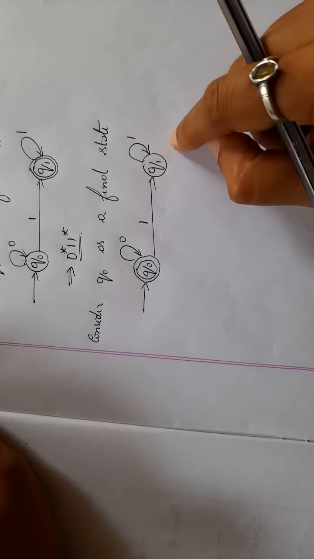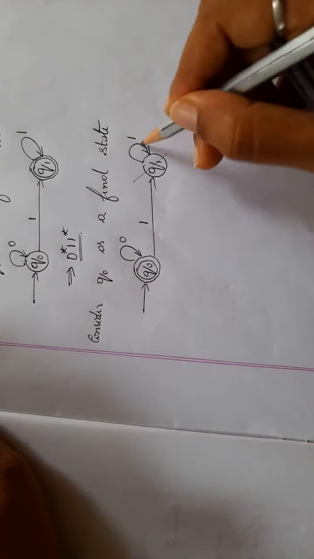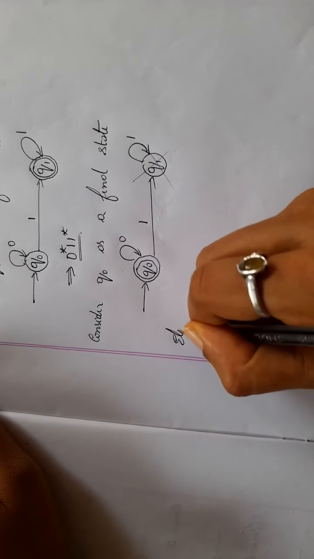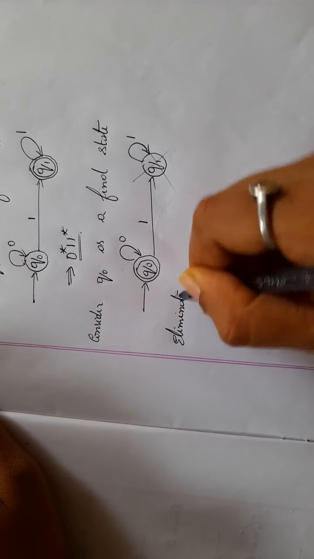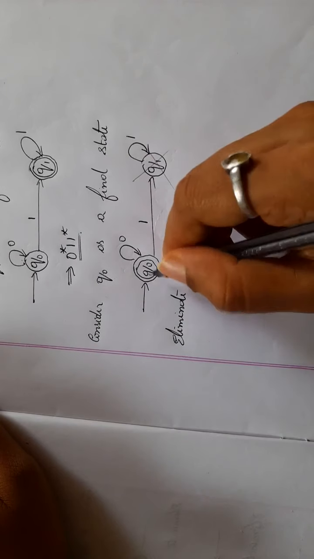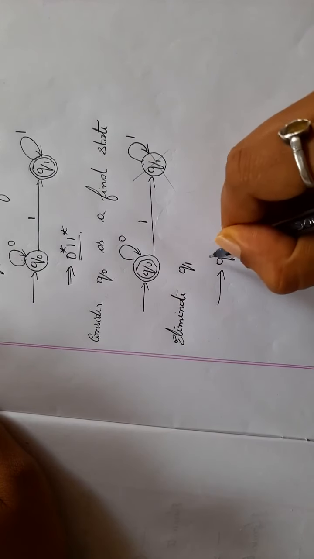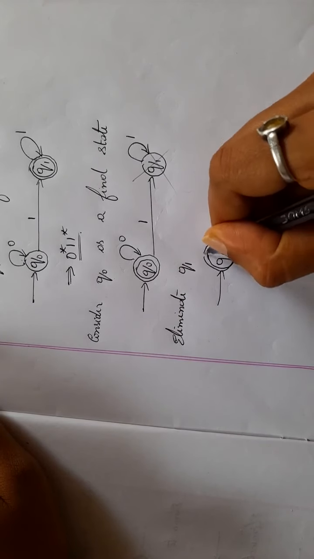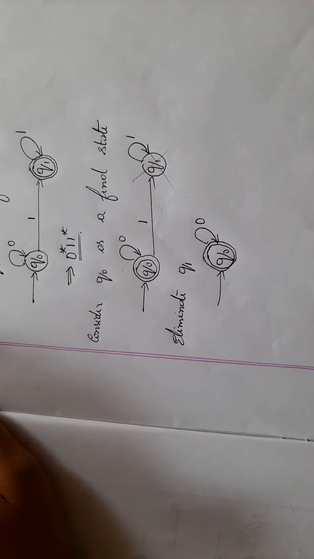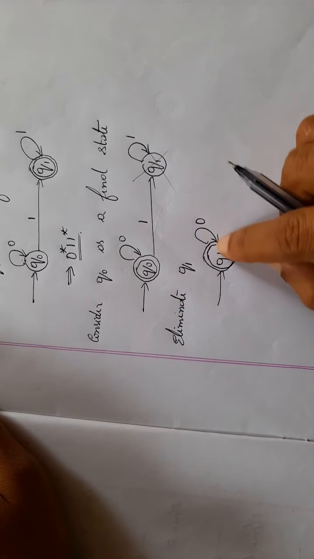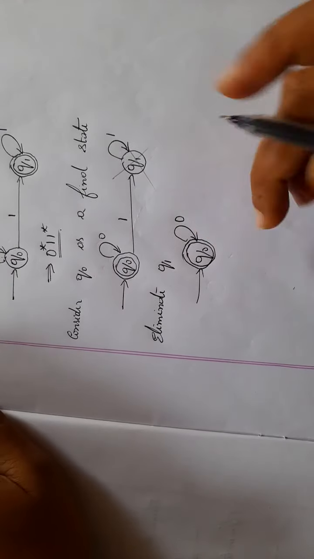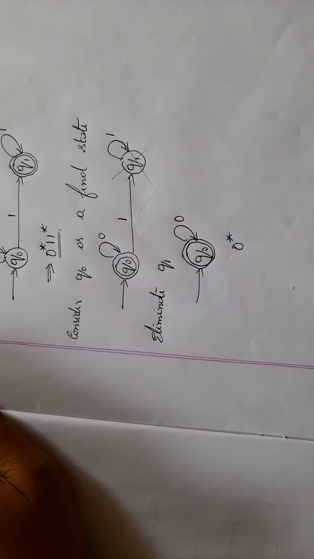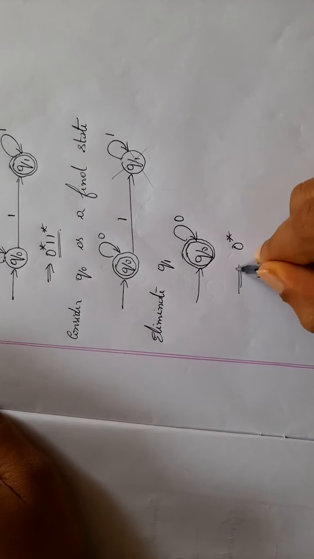So I will eliminate Q1, since it is a trap state. When I eliminate Q1, I am left with an FSM like this. This itself is the starting state and this itself is the final state. I have a loop, that is 0 with 0 or more occurrences. So 0 star.